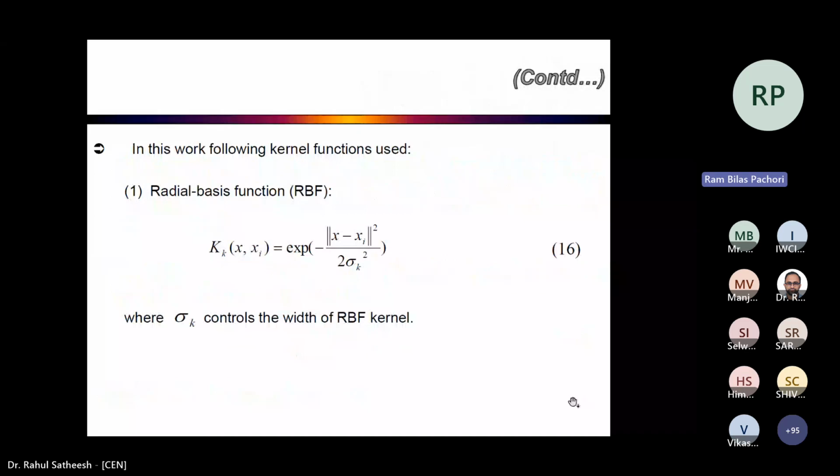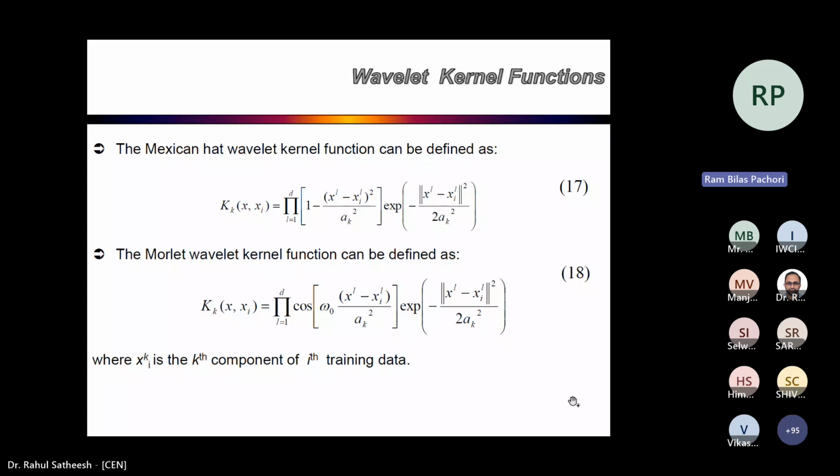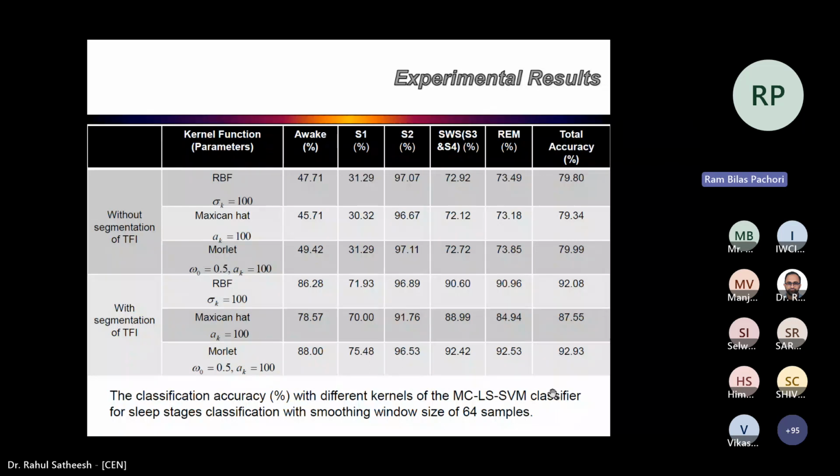In this work we have used the following kernel functions: the radial basis function (RBF), which is shown by equation 16. Next slide. And the Mexican hat wavelet kernel function and the Morlet wavelet kernel function, which are defined by equations 17 and 18 respectively. Next slide please. So here you can now see the need for segmentation of the time-frequency image, which we have studied.